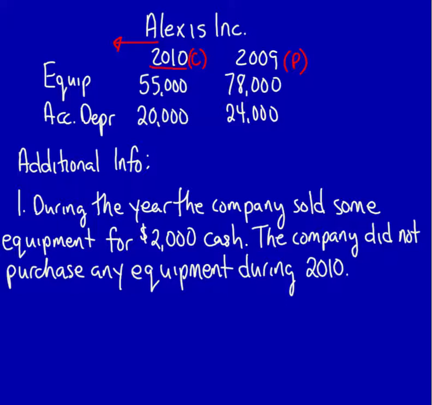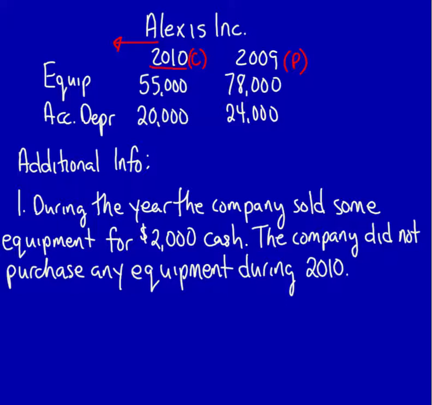I'm going to have to use a T-account proof. In the additional information, it says, during the year, the company sold some equipment for $2,000 cash. The company did not purchase any equipment during 2010. Now we know the information. We know we have to do a T-account proof.